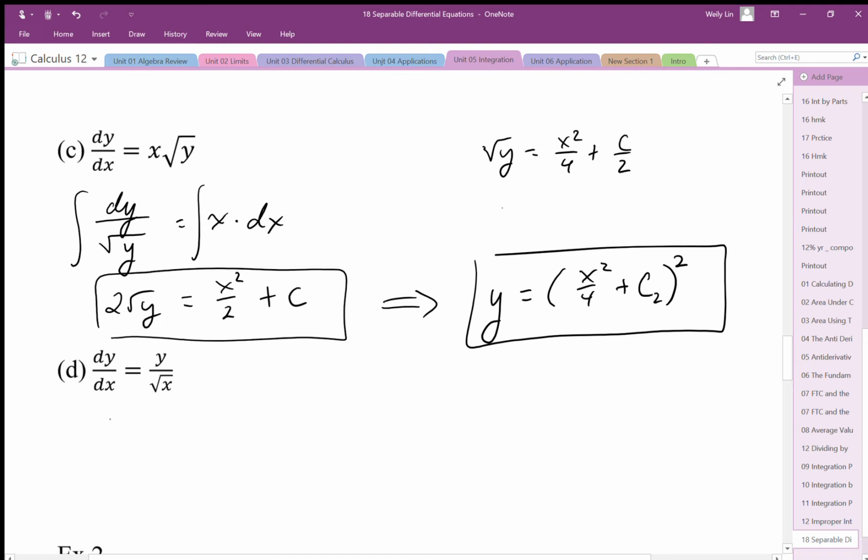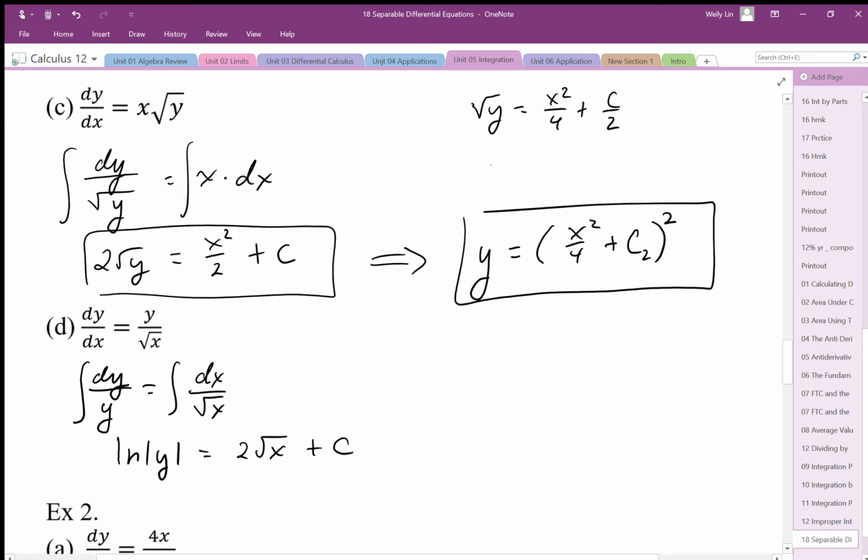This is going to be dy. I separate the y to this side, so I divide. Okay, the dx comes to this side. Okay, this square root x stays on the bottom. Integrate. This becomes log y. This becomes 2 root x plus c. Okay, so there's our antiderivative. This is our general solution to the differential equation.